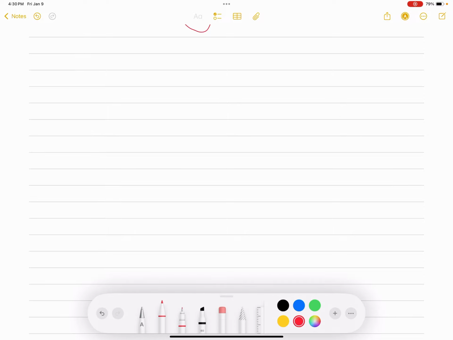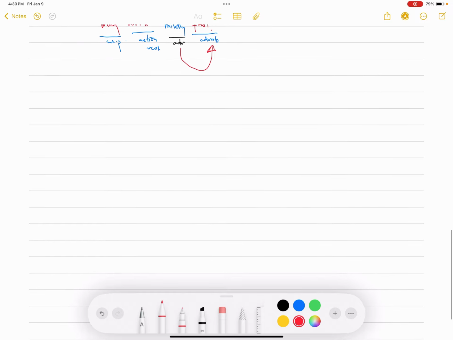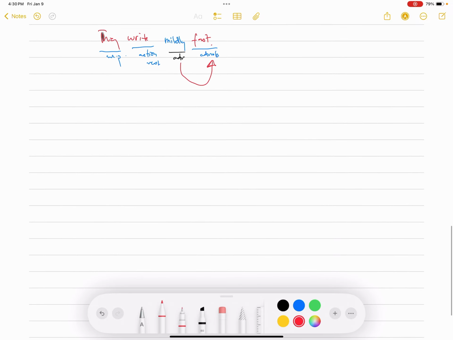So let's talk about classification. Classification of adverb. Okay, so first you need to write adverb. Let me write with this pen. Adverb. So after that I want to classify this one.